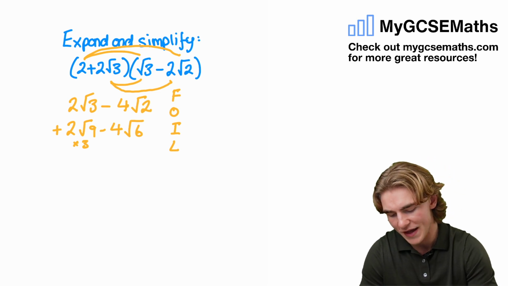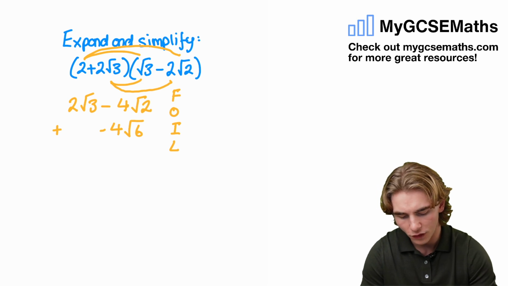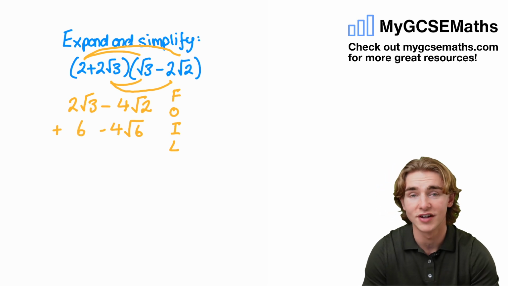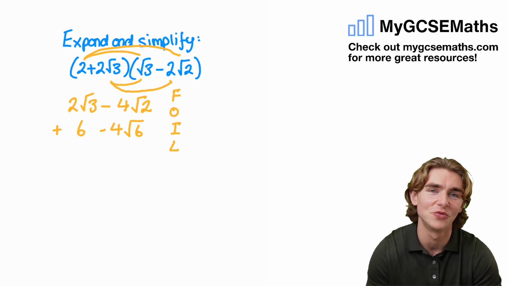So we can actually rub that out, or on a new line of working out, swap our 2 root 9 for 2 times 3, which is 6, giving us our final simplified answer: 2 root 3 minus 4 root 2 plus 6 minus 4 root 6.